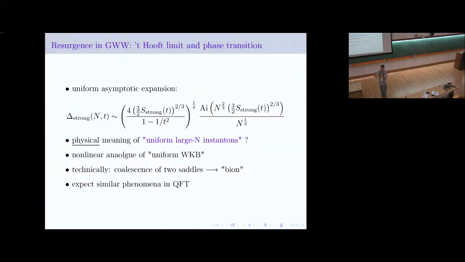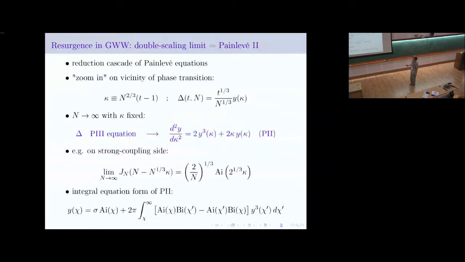Okay, so this is exactly what happens in uniform WKB: you have two saddles meeting, and the behavior at this transition point is not an exponential but an Airy function. And exactly the same thing is happening here. This condensation of these two saddles I identify as one of these bion configurations. And so we expect similar phenomena in quantum field theory, but I don't know of any quantum field theory where we can be as explicit as we can here in this matrix model. Except maybe 2D Yang-Mills, which is a very similar story, but in some maybe more complicated field theory. So let me talk about the double scaling limit, just to finish off.